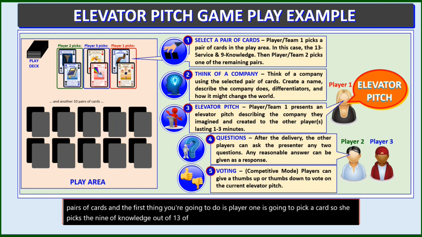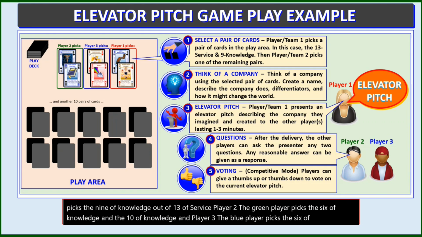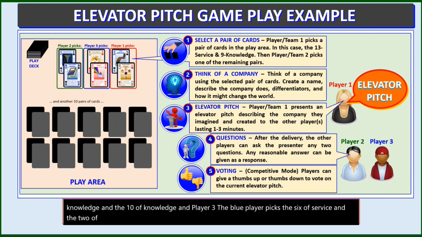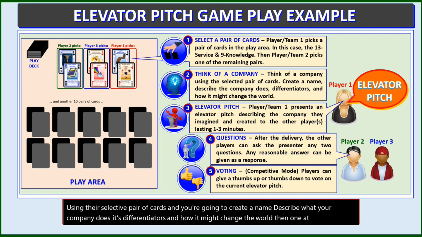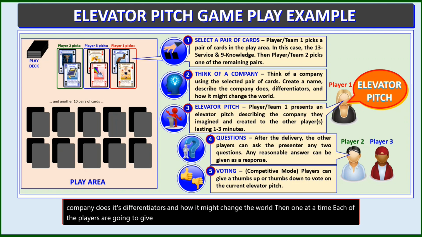Player 2, the green player, picks the 6 of knowledge and the 10 of knowledge. And player 3, the blue player, picks the 6 of service and the 2 of science. Next, all the players simultaneously are going to think of a company using their selected pair of cards. And you're going to create a name, describe what your company does, its differentiators, and how it might change the world. Then one at a time, each of the players are going to give an elevator pitch to the other players describing the pitch they came up with.